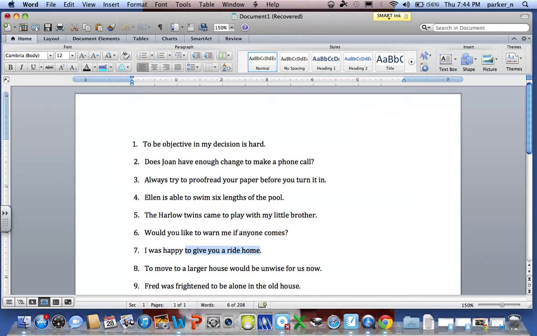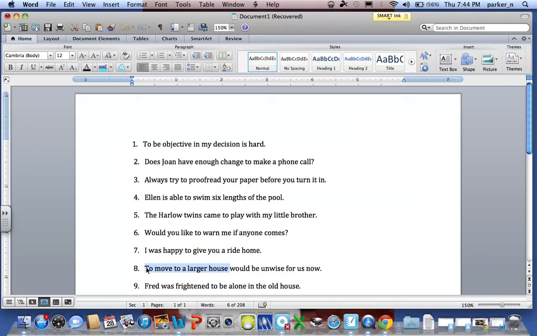Number 8, to move to a larger house would be unwise for us now. To move to a larger house, what would be unwise for us? To move to a larger house. It's the subject of the sentence answering the question what. It is a noun.